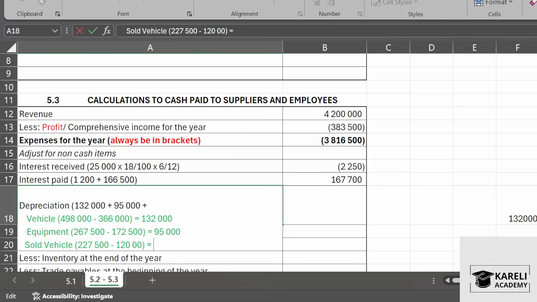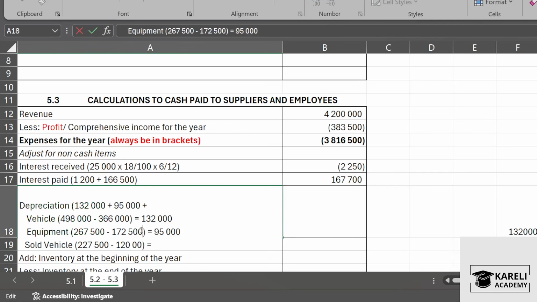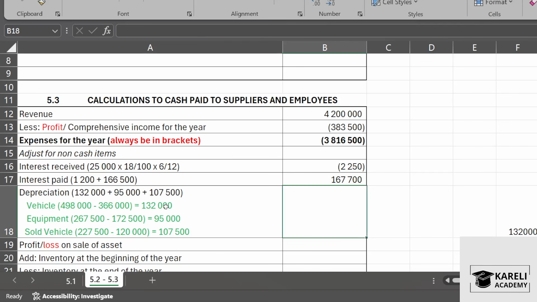How much is it gonna be? I'll do it here as well. Equals to 227,500 minus 120,000 gives us 107,500. We are done.